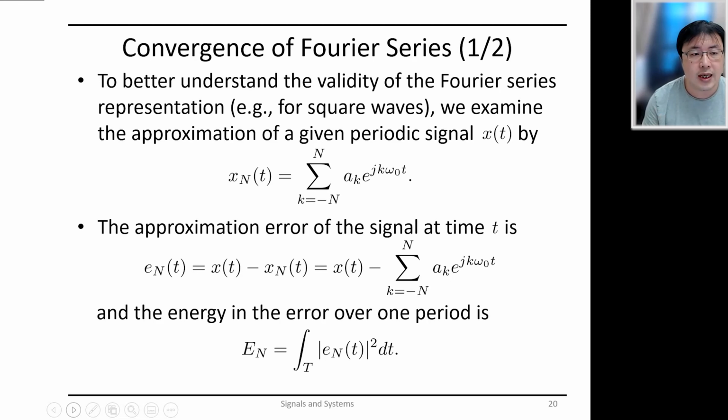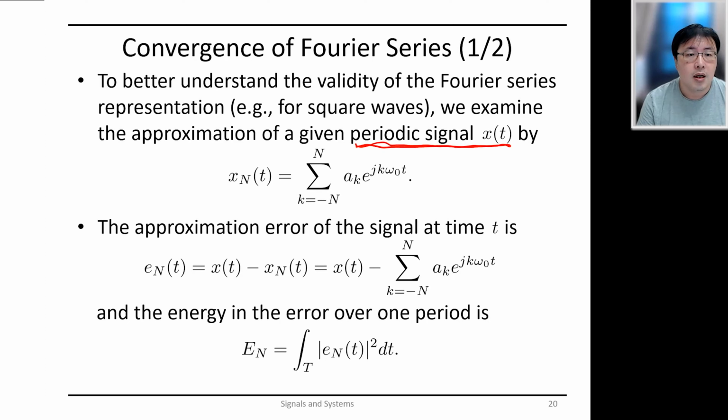of signals x of t that you can write in terms of this Fourier series representation. But the question is, if you are given some arbitrary periodic signal, does a Fourier series representation exist? If you are given these harmonically related complex exponentials, then by taking different linear combinations, you can construct many, many different signals. But this does not mean that any periodic signal can be written in this expression.